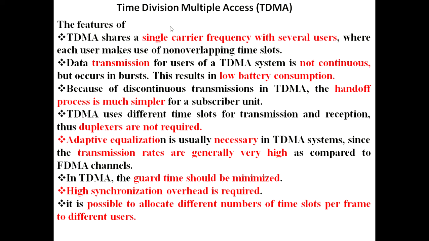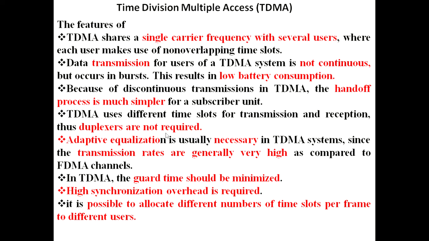So these are the key features of TDMA. It can use a single carrier frequency, whereas in FDMA we need multiple carrier frequencies according to the number of users. And the data transmission in TDMA is non-continuous, whereas in FDMA it is continuous. Since TDMA is a non-continuous process, it has only low power consumption, and because of that, the handoff process is simpler.